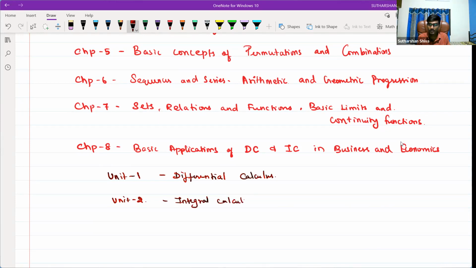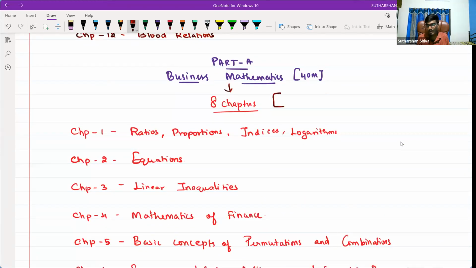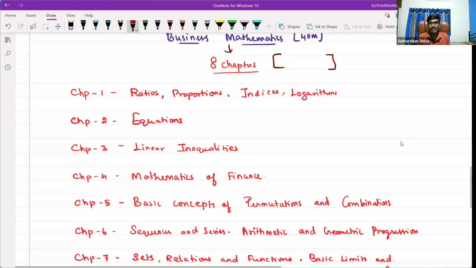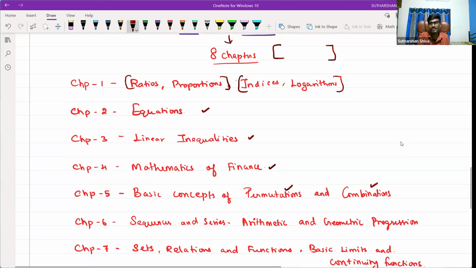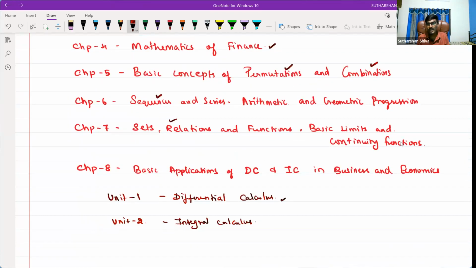Some of the students will feel it is difficult. Some of them will feel this chapter will be a cakewalk for them. So you are having 8 chapters. For our classes, we are going to treat ratios and proportion as 1 unit. Indices and logs should be 1 unit. So it is having 2 units. 3rd unit, 4th unit, 5th unit, 6th unit. Permutation and combination will be my 7th unit. Sequence and series should be my 9th unit. Sets and relations should be my 10th unit. And differential and integral should be my 11th and 12th.